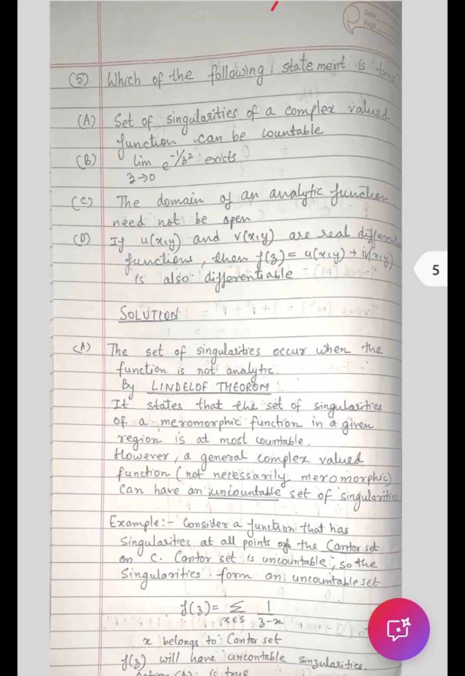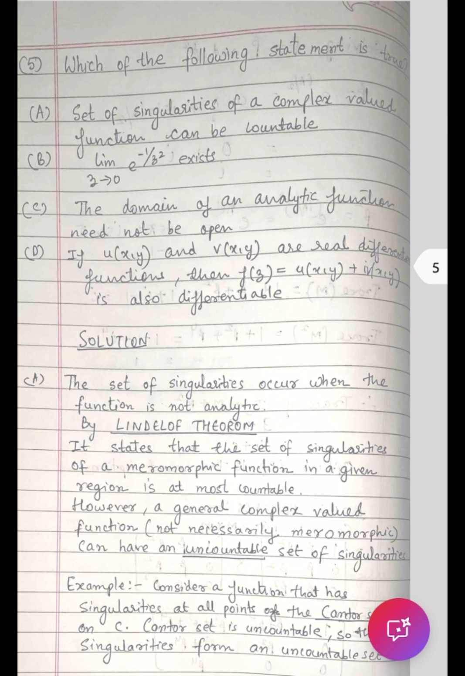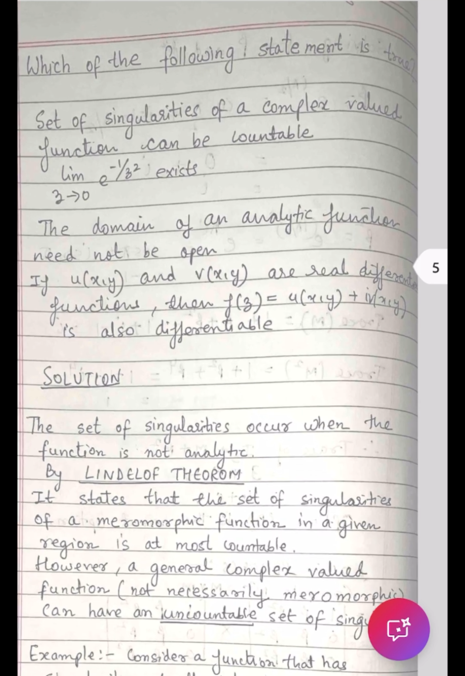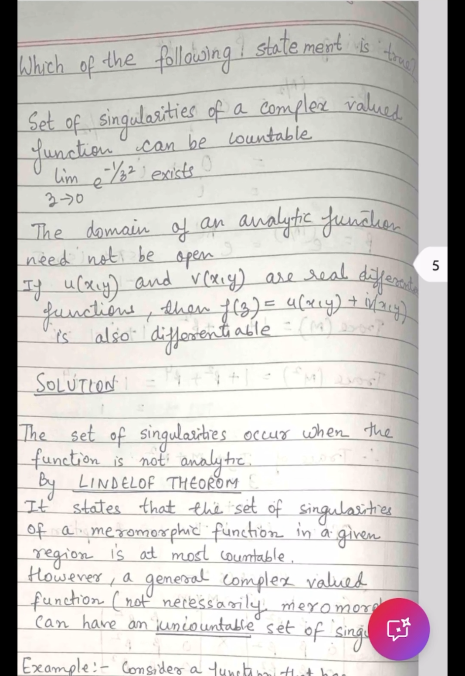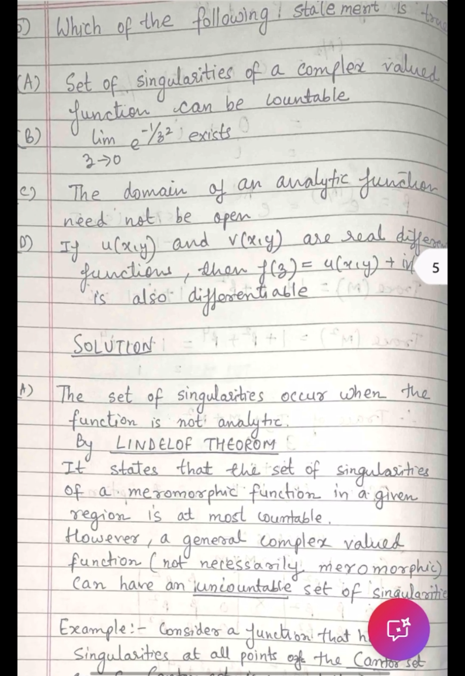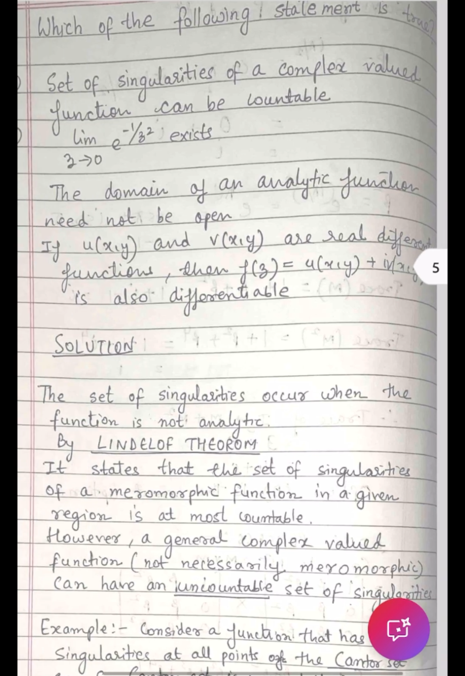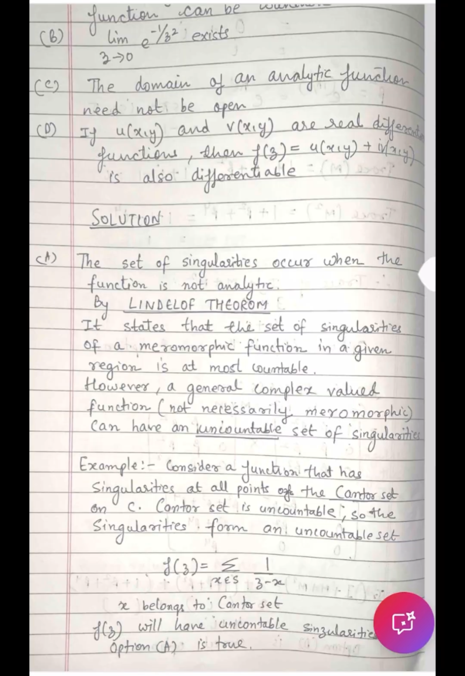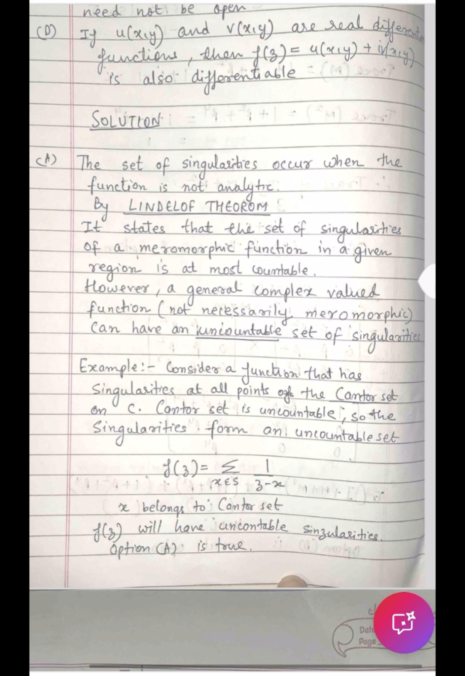Now we'll move on to question number 5. Which of the following statements is true? A: the set of singularities of a complex valued function can be countable. B: the limit as z approaches 0 of e to the power minus 1 by z square exists. C: the domain of an analytic function need not be open. And the last one, D: if u(x,y) and v(x,y) are real differentiable functions, then f(z) equals u(x,y) plus i v(x,y) is also differentiable. Now let us look at the solutions.